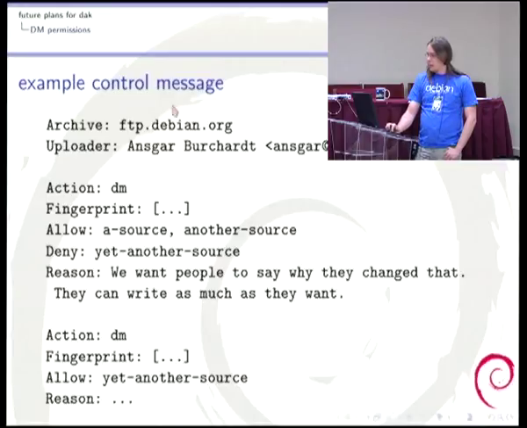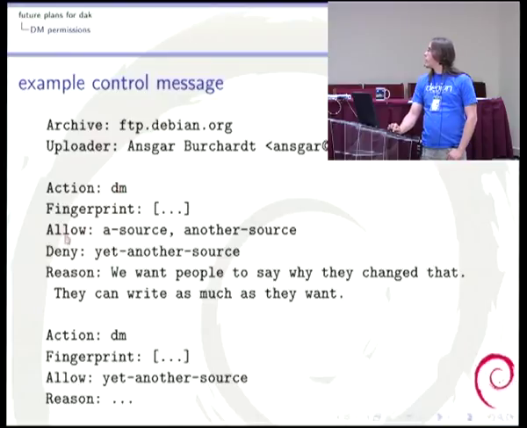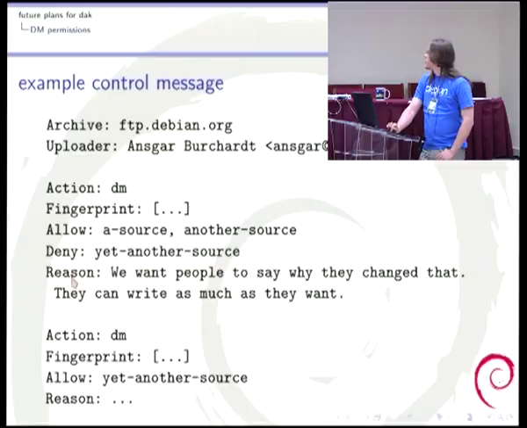This would mean that it should handle Debian maintainer permissions. Then you would give the fingerprint of the Debian maintainer key. And then you can say which packages to allow upload for and which packages to revoke the upload permission for again. Then there's a reason field, which I think is more useful for denying upload permissions again, so other people have an idea why this was changed. I'm not sure if it should be mandatory or not, but we can see that later.